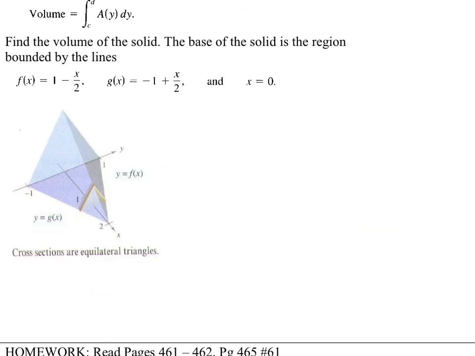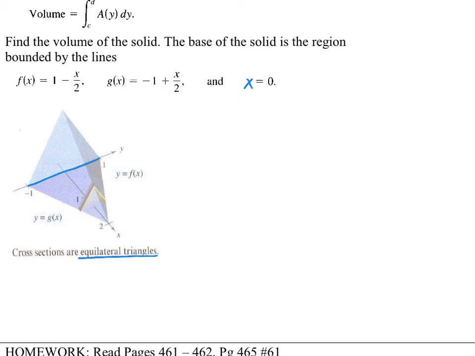All right, so in this example here, we are told that the base of the solid is the region bounded by the lines f of x, g of x, and the volume of the solid is what we're trying to find. Now, our cross sections are all equilateral triangles, okay? So let me just illustrate what we're trying to do. It says here the line x equals 0 is one of the lines that defines our base. So that's this right here, x equals 0.